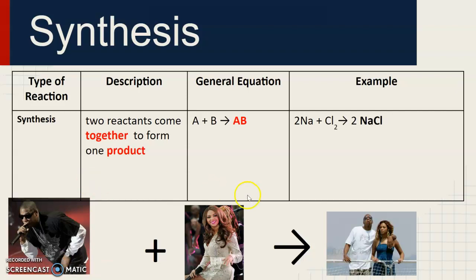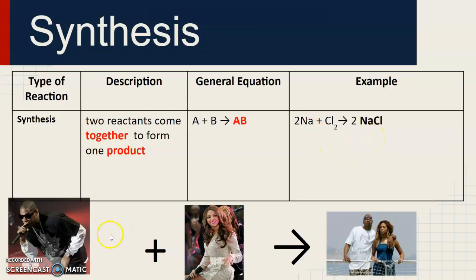And here we have the example, 2 sodium plus chlorine will yield 2 sodium chloride. Okay, so 2Na plus Cl will yield 2NaCl. And of course, that's just a balanced equation, and we know how to balance those at this point. You can tell that this is a synthesis reaction because you have 2 separate things on the left-hand side, so our reactants going in, and then we have 1 compound coming out over here.